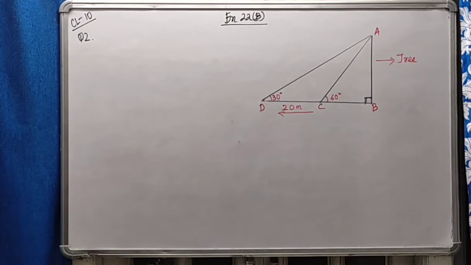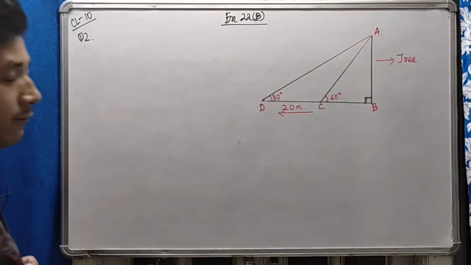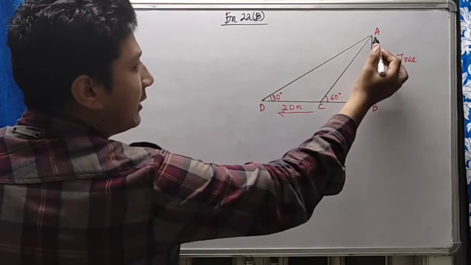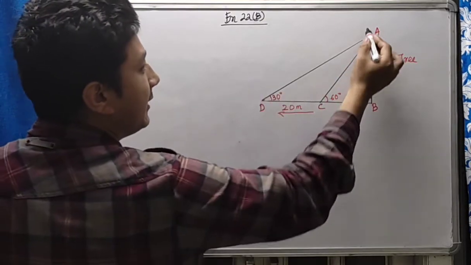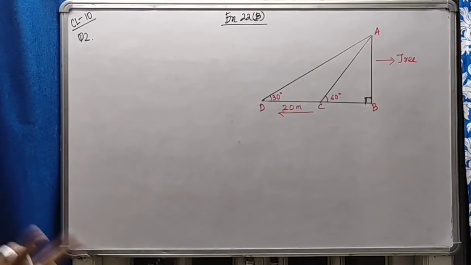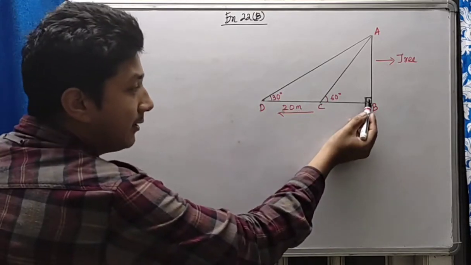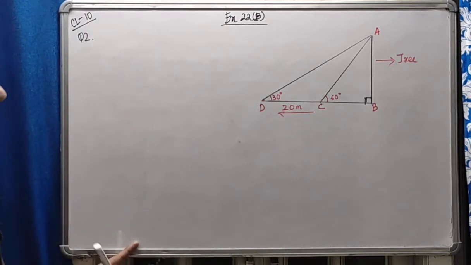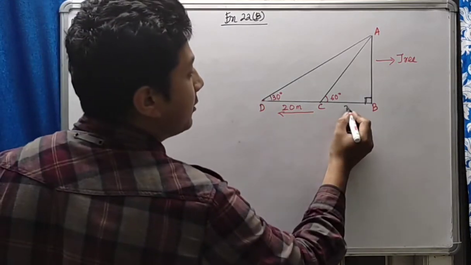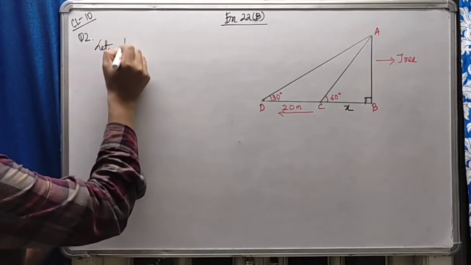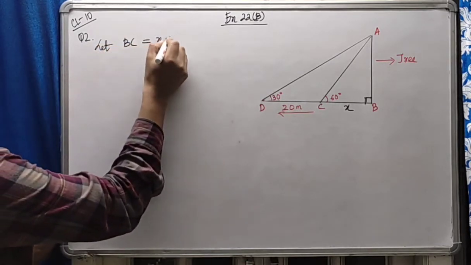Okay, so before we find the height of the tree, here we have two right angle triangles. One is ABC, and the other one is ABD. Whenever two angles are given to us, please see which is the nearest angle. Because it's 90, the nearest to 90 is 60, and 30 is farther. Okay, let's assume this length BC be x. Let BC be equal to x meter.